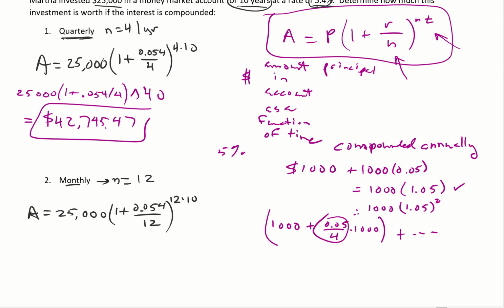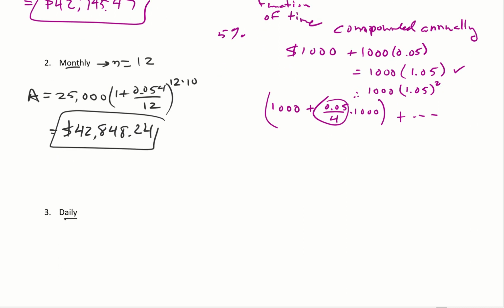So the numbers change a little. If we plug that guy in, instead of dividing by 4, it's 12. And instead of the power being 40, what is it? It's 12 times 10 is 120. In that case, I get $42,848 and looks like 23, well, call it 24 cents. That's a little bit of an improvement. The money went up a little bit from 42.7 to 42.8.